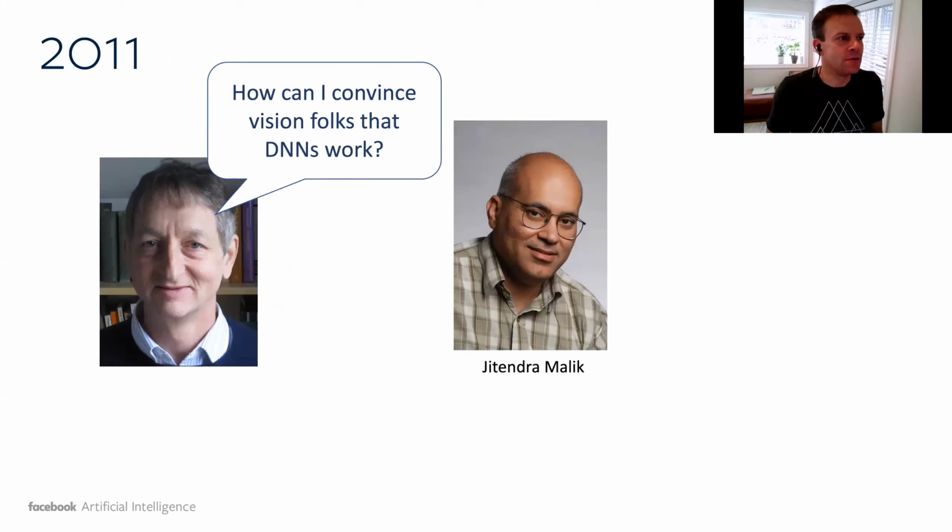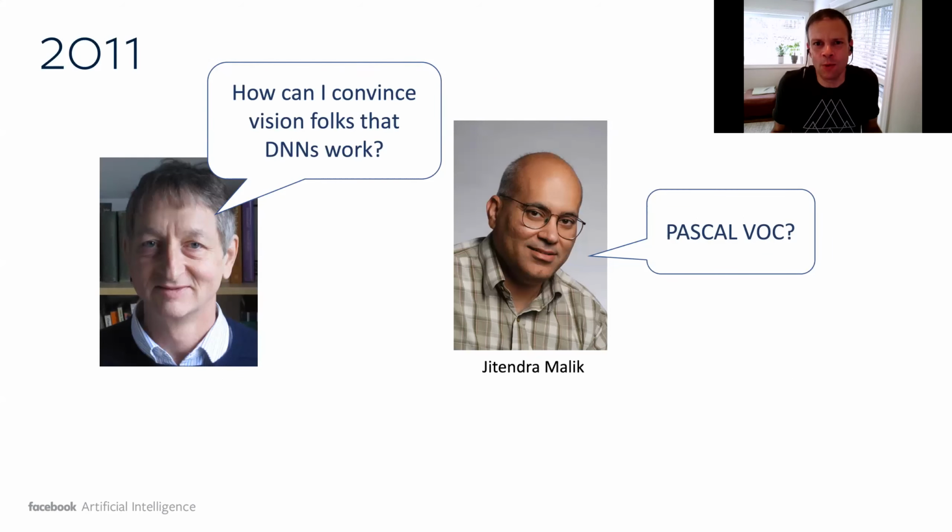So then we fast forward to 2011, we have Caltech, we have PASCAL VOC, and then you have somebody like Geoff Hinton running around saying, I have this new thing, it's called neural networks, new, of course, for the second or third time, maybe fourth time. And he was saying, how do I convince vision folks that DNNs work? And he goes to somebody like Jitendra, and Jitendra says, well, it's obvious. The coolest thing right now is PASCAL VOC. You should show that you can do well in object detection.